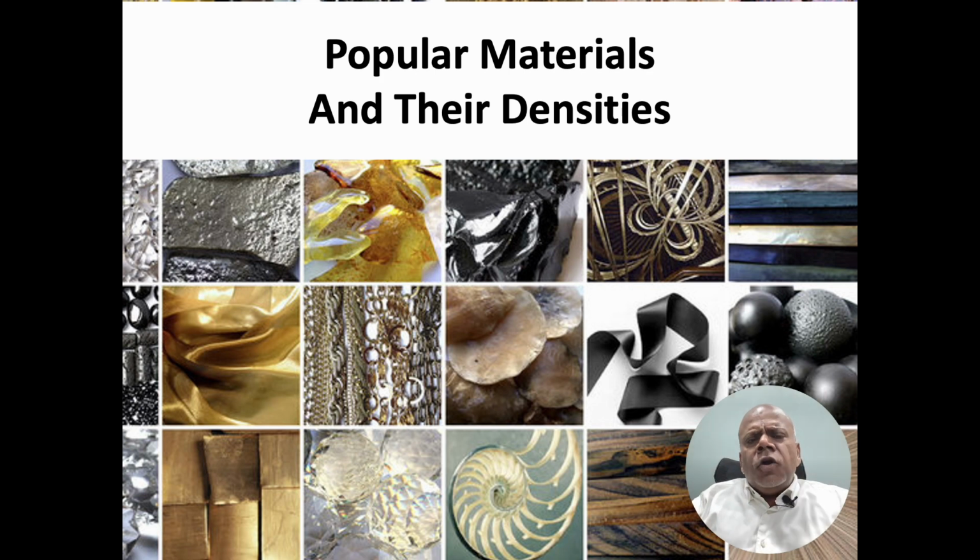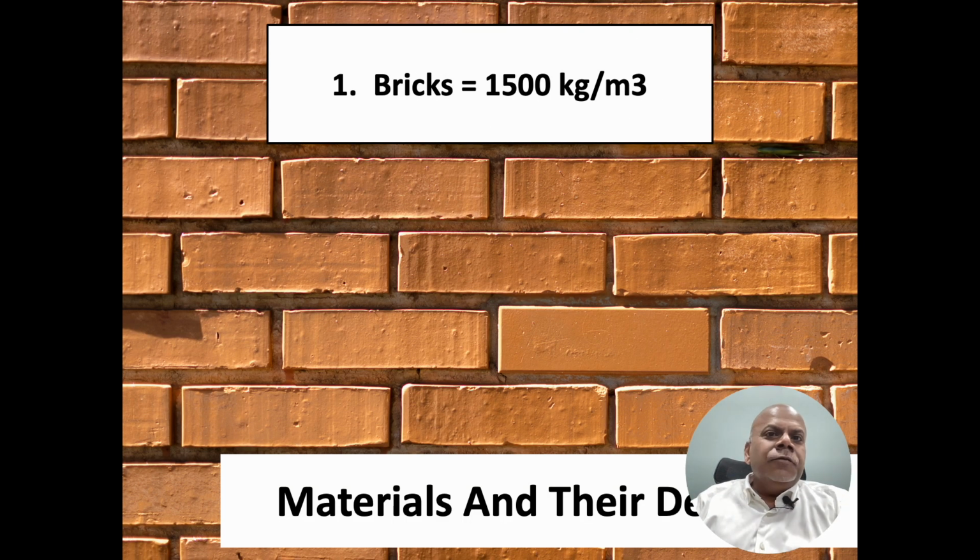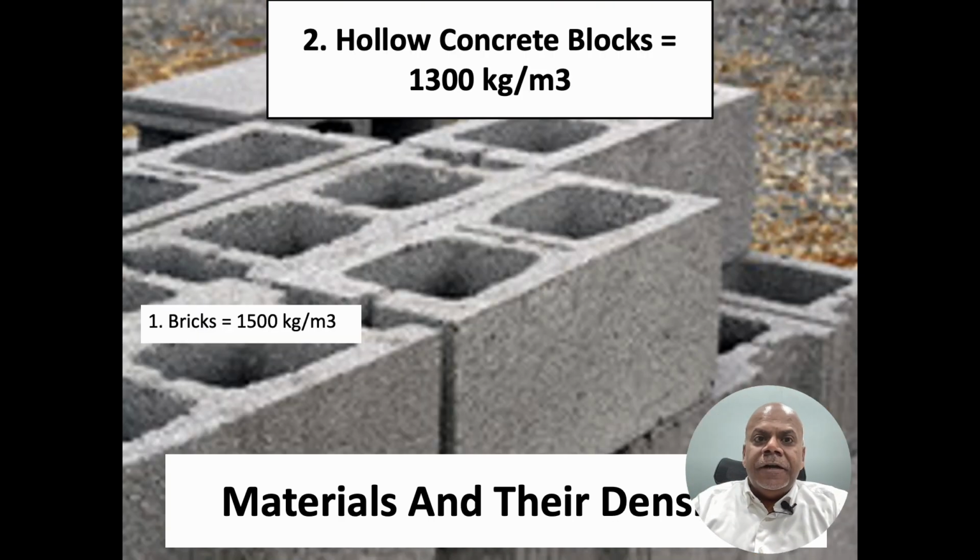So when we talk about density and AAC blocks and the various benefits that come, let's compare the density of a few popular materials. We start with bricks because we have been using them, and bricks have a density of around 1500 kg per meter cube. What do we mean by density? As we go ahead, you will see that the lower the density, the lighter the material becomes, right? So remember, the bricks value is 1500.